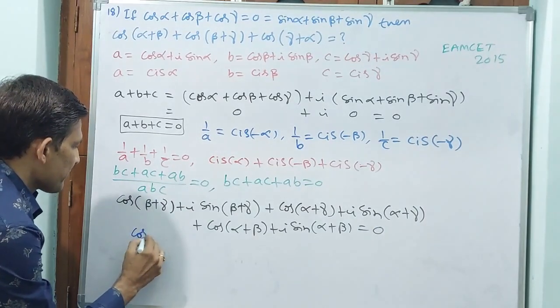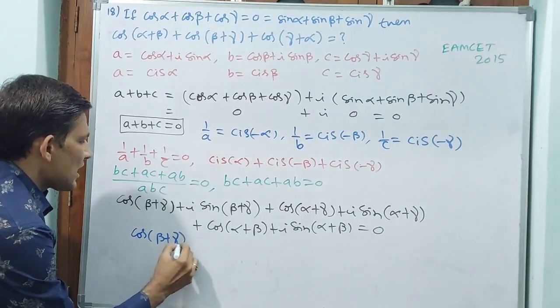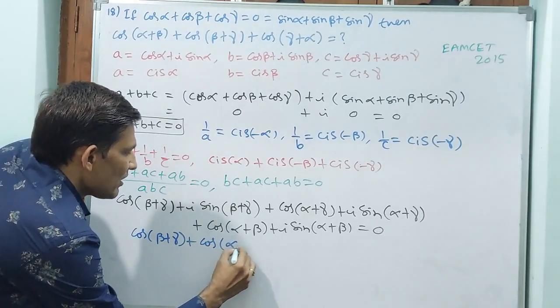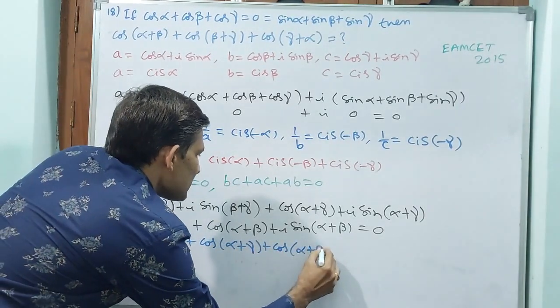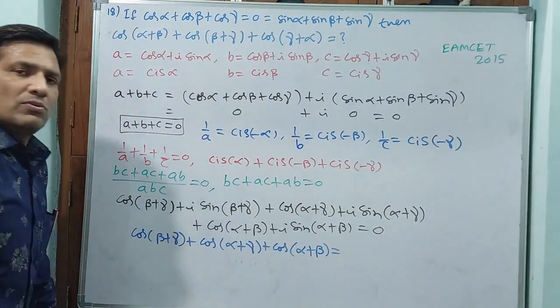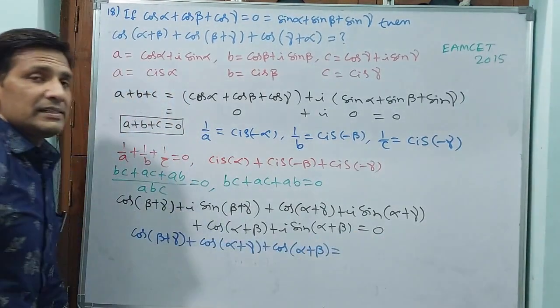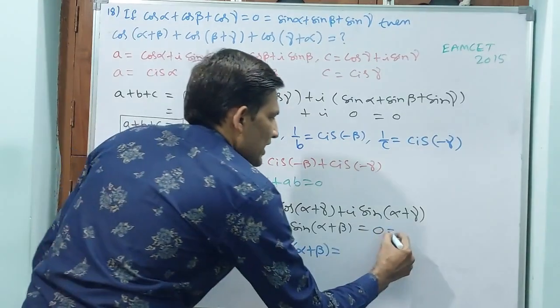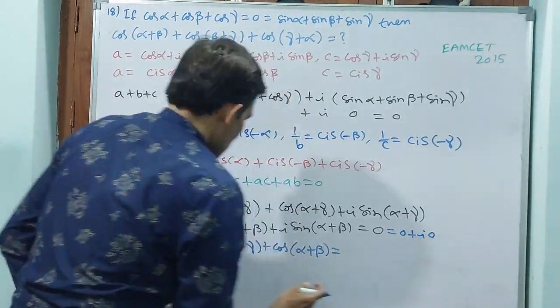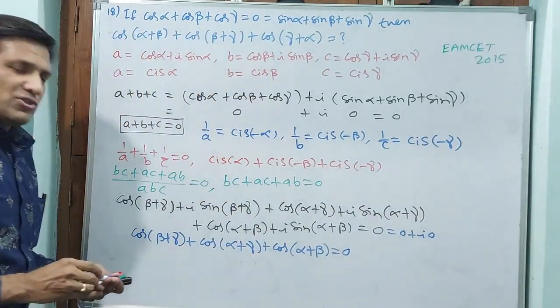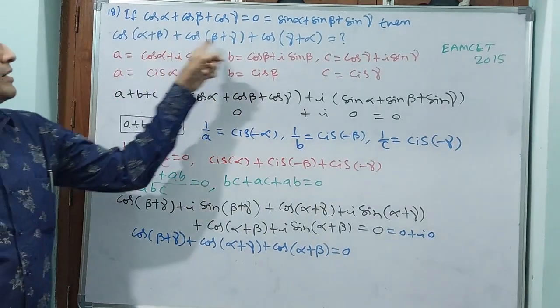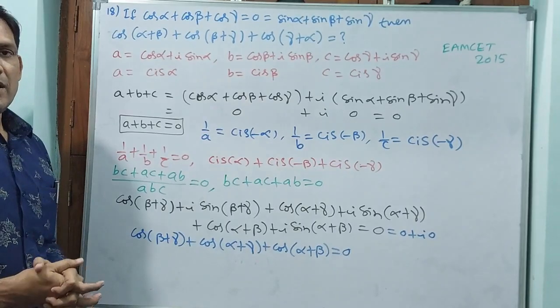Okay, see what I am writing. Cos of beta plus gamma plus cos of alpha plus gamma plus cos of alpha plus beta is equal to 0. That's all. Why? Because see, total number is 0 means you can write this as 0 plus i0. Real part is also 0, imaginary part is also 0. That means answer is 0. Okay? You understand this question? Let us go for 19.